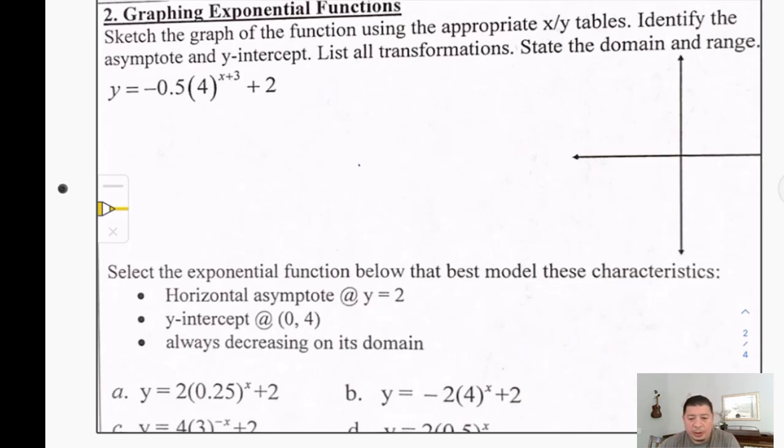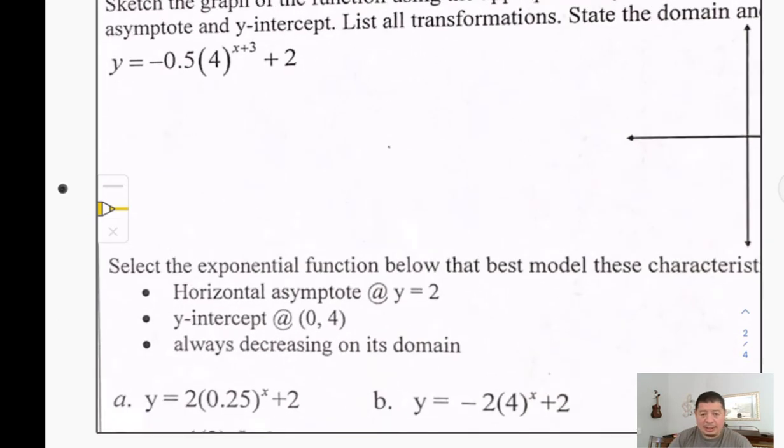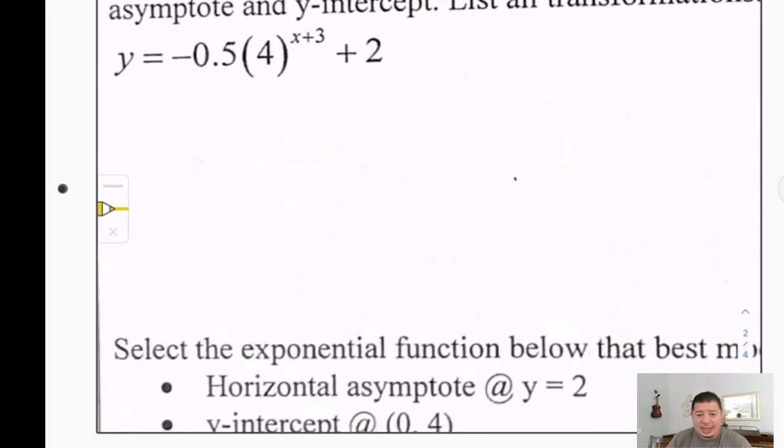In this video, we're going to be going over problem number 2 of your study guide, graphing exponential functions. So let's go ahead and get started. It goes on to say, sketch the graph of the function using the appropriate x and y table. Identify the asymptote and y-intercept. List all transformations, state the domain and the range. Okay, so let's go ahead and do just that.